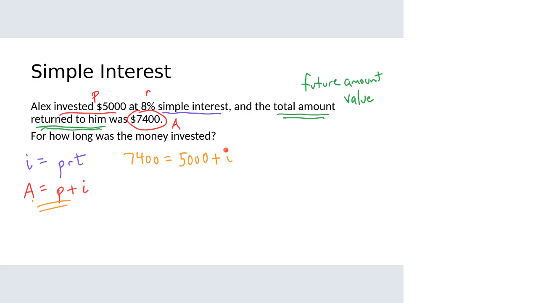I don't know how much interest there is yet, but I can find it pretty easily. What do I need to do to get this I by itself? If I want to solve for that I, what's the operation I need to do to get I by itself there? And some of you probably have done this in your head and said, well, I can see how much interest he earned because I can see the difference between those two numbers. Difference being a very important word. How are we going to get rid of that 5,000 so that we have I by itself?